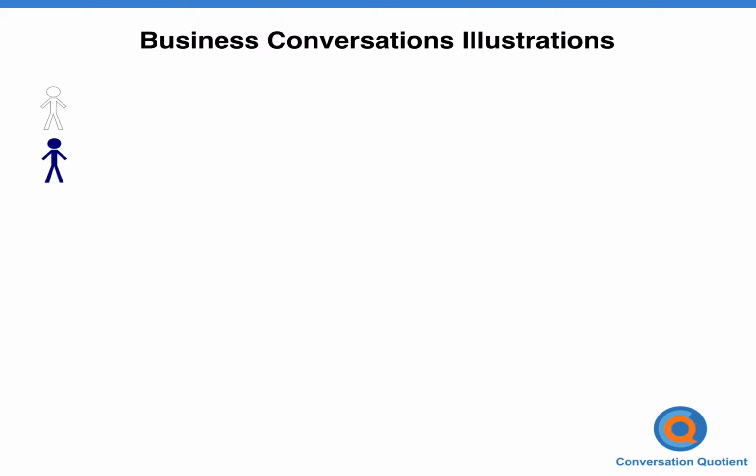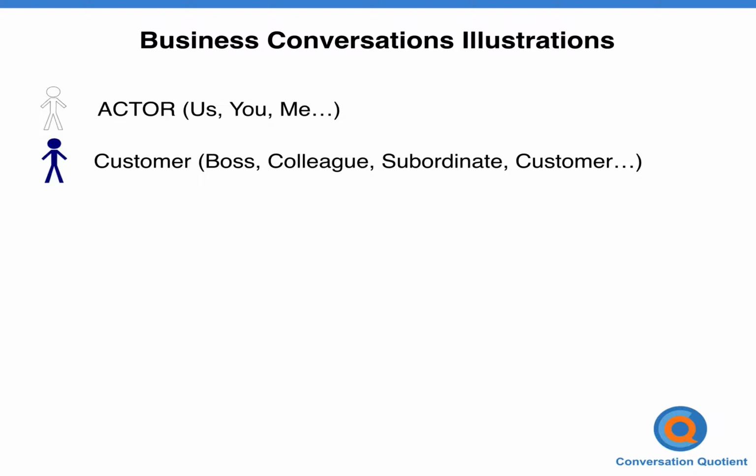In order to do so, we're going to have two different stick images. We're going to have the actor, who's us, you or me, or one of us who's working on managing and improving how effective we are at communicating with other people when those outcomes really matter. Then we're going to have a customer. And that customer, as we oftentimes talk about, could be your boss, colleague, subordinate, customer, or a host of other types of people depending on your job description and position within an organization.